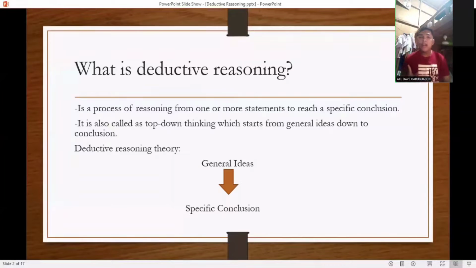According to the deductive reasoning theory, the statements are just like a funnel. At the top of the funnel are very broad, general ideas, and at the bottom of the funnel is a specific conclusion. So in deductive reasoning, it starts with two or more general ideas in order to come up with a specific conclusion.